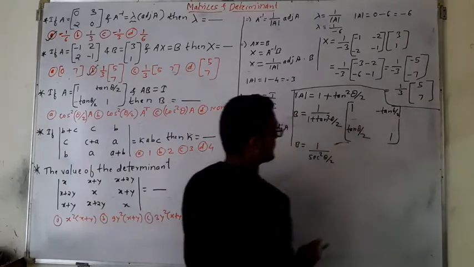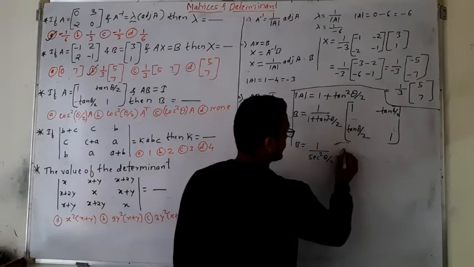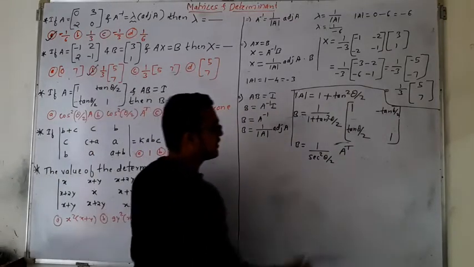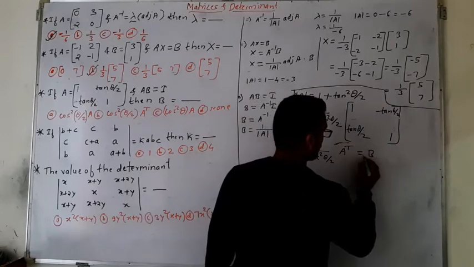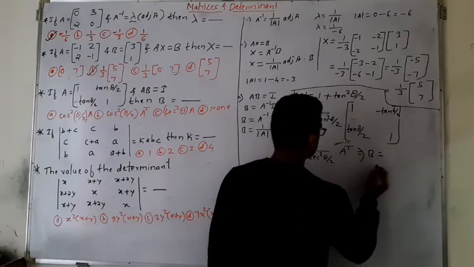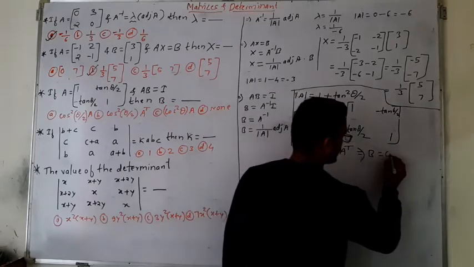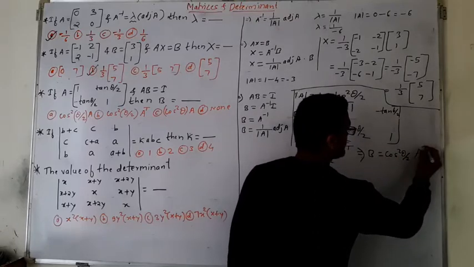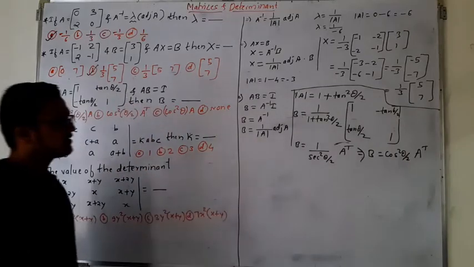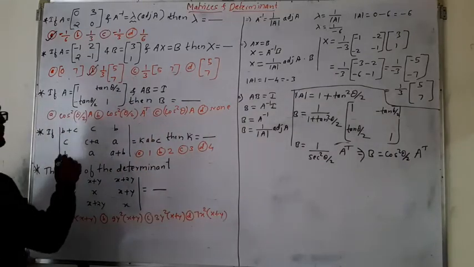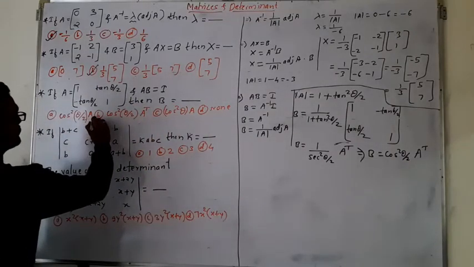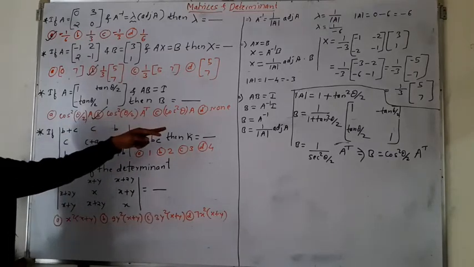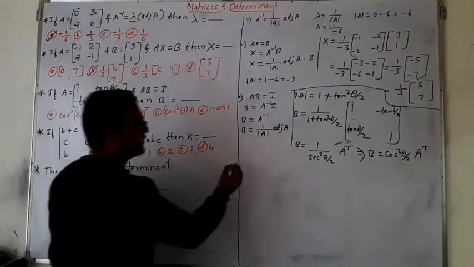Okay, the next: what do we have in this matrix? It is A transpose. That implies B is equal to 1 upon sec square theta by 2, which is cos square theta by 2, into A transpose. So the value, I think option B will be correct. That is cos square theta by 2 into A transpose. Okay.